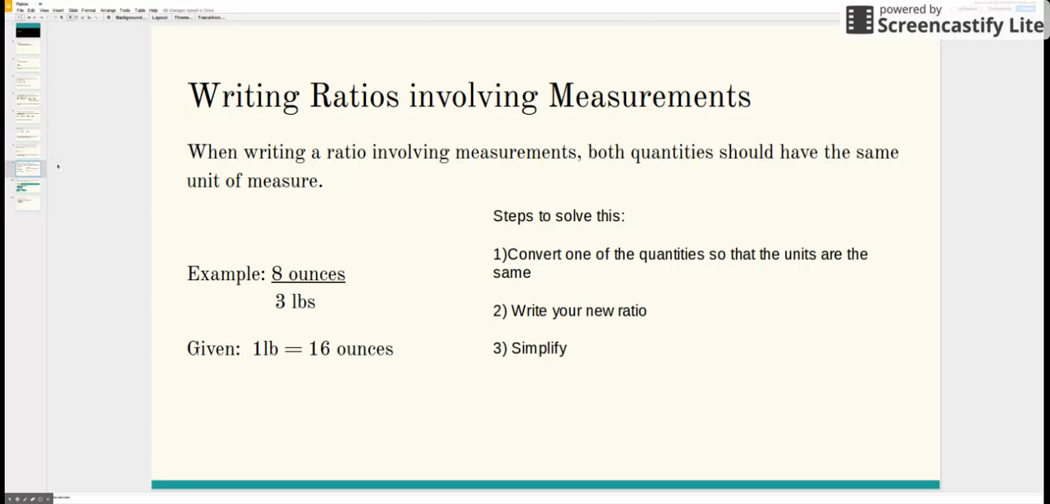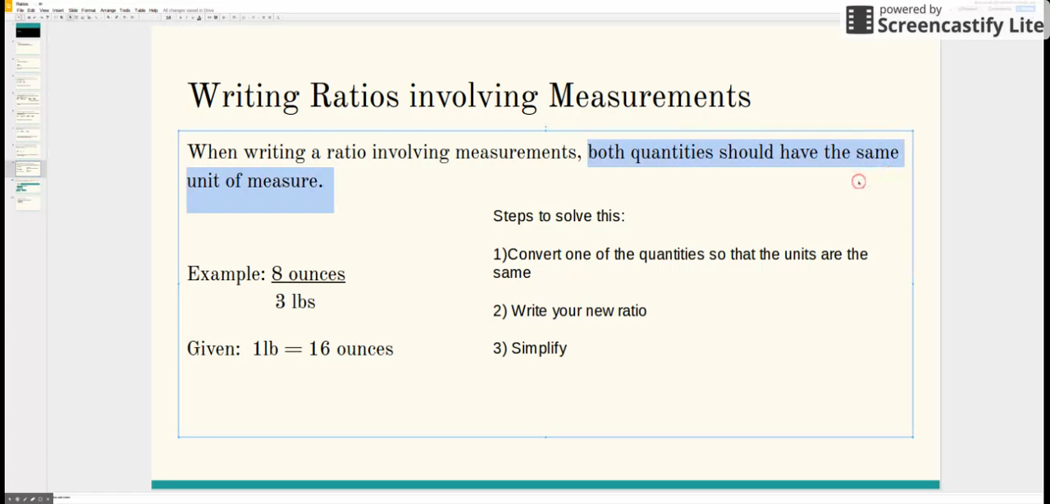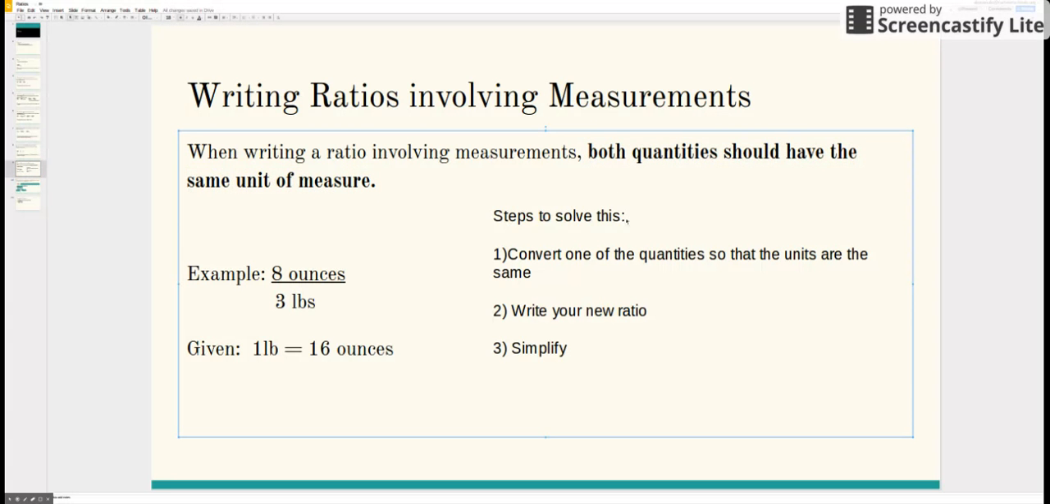Okay, now here's where it gets a little bit tricky when you write ratios involving measurements. So when writing a ratio involving measurements, both quantities should have the same unit of measure. Okay, so this is very important. You need to make sure that both quantities have the same unit of measure. All right, so your steps to solve a question like this would be 1, convert one of the quantities so that the units are the same. 2, write your new ratio, and 3 is simplify.